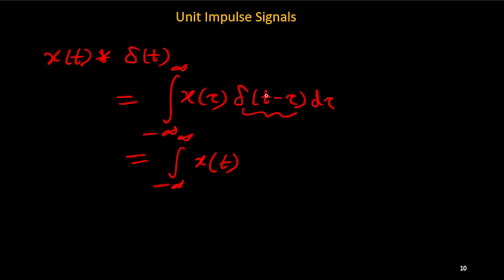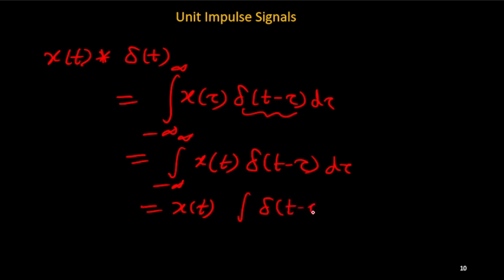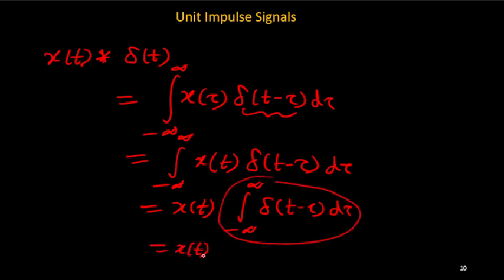Here t is a parameter. So when tau equals t, that sample will be there, and that is multiplied with the impulse located at tau equal to t. So I keep x(t) d tau. Now x(t) is independent of tau, so I can take it outside. It is the integral of delta(t minus tau) d tau from minus infinity to infinity, and you know that the area under the unit impulse is 1, so it is x(t) times 1, same as x(t).